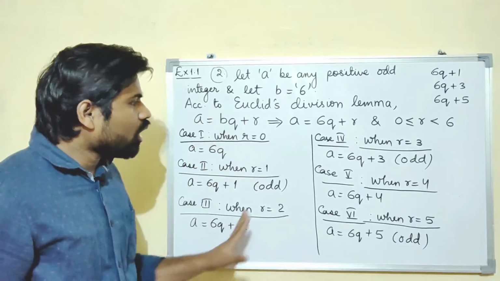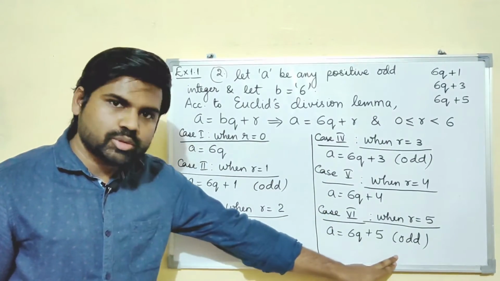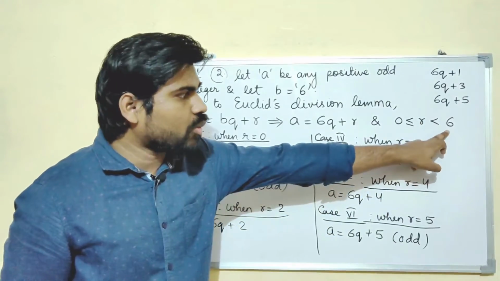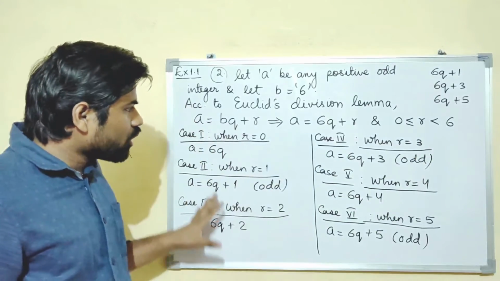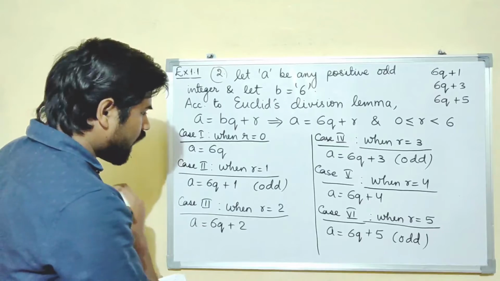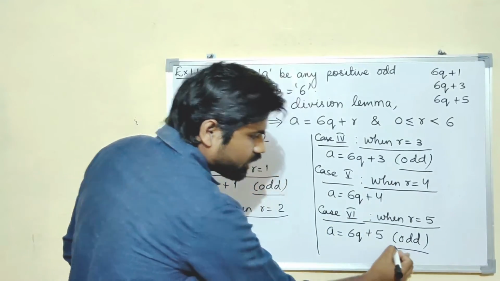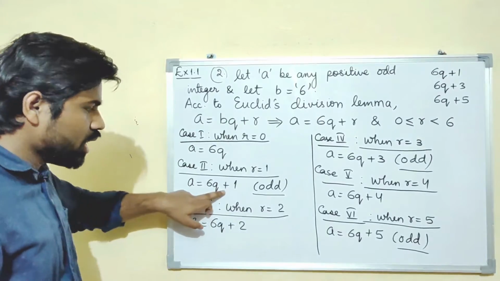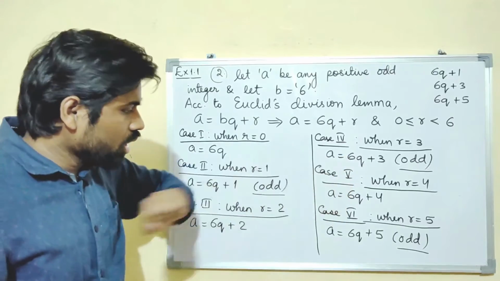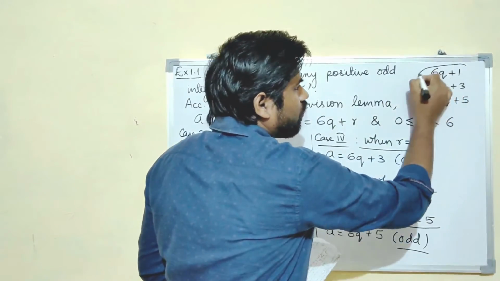Now all the cases are over. Is there any case 7 when r equals to 6? No, because the remainder is never equal to the divisor. Now you saw all the cases. What did you conclude? That all the odd integers are of the form either 6q plus 1 or 6q plus 3 or 6q plus 5, which was asked in the question, right?